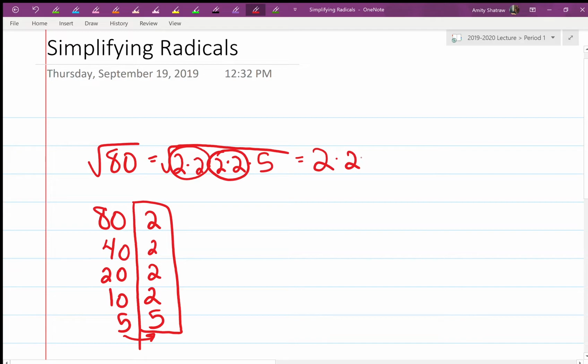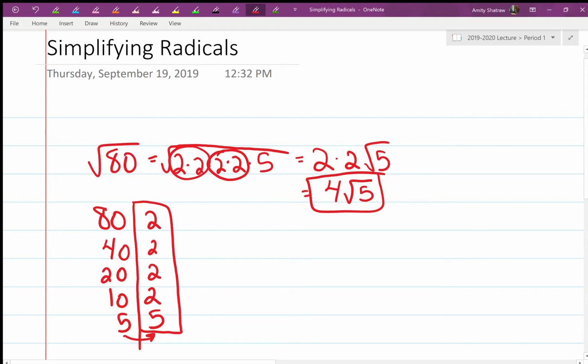There is a square root of 5 left over, nobody to get married to. All of these things are being multiplied together. So in order to make it most simple, I do want to take 2 times 2 and get a 4. That is the simplified version of the square root of 80.